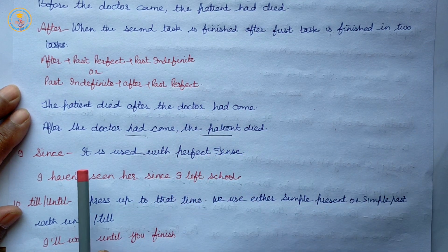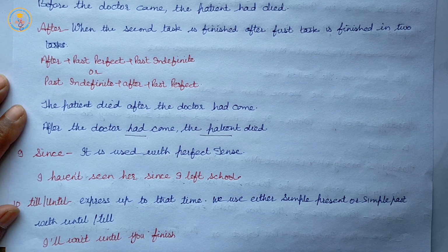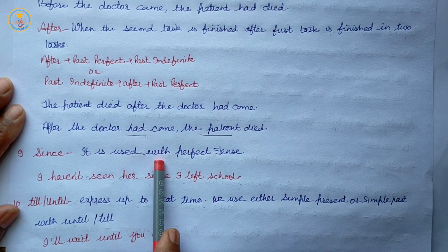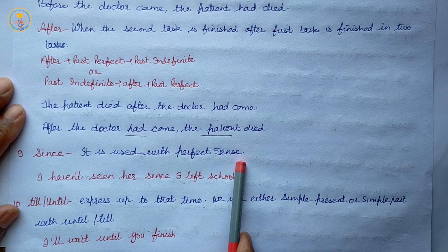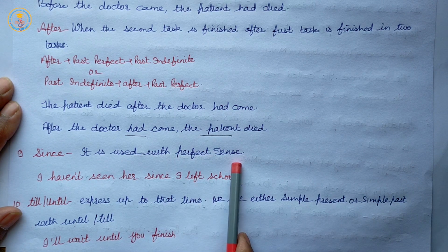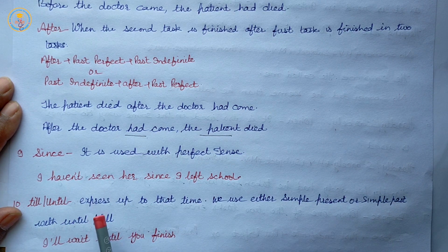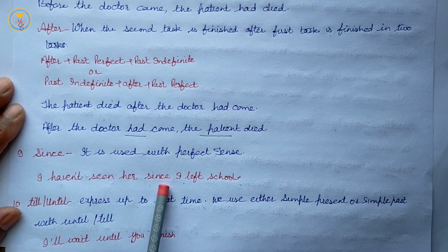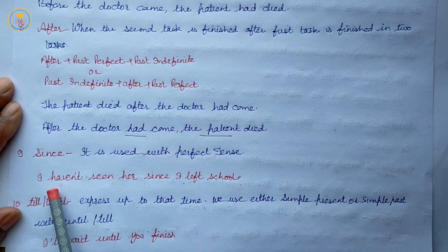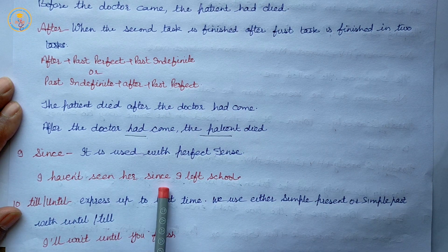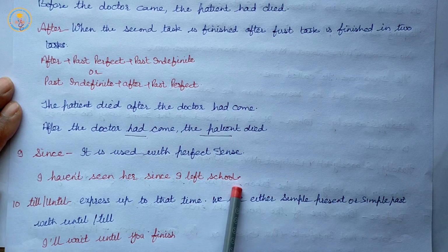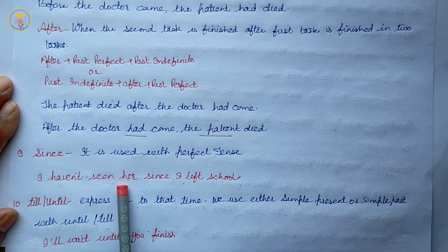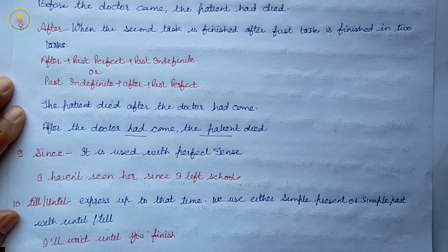Right, like this also. Since. Use of since. It is used with perfect tense. I haven't seen her since I left school. So, since is used with perfect tense. I haven't seen her since I left school.